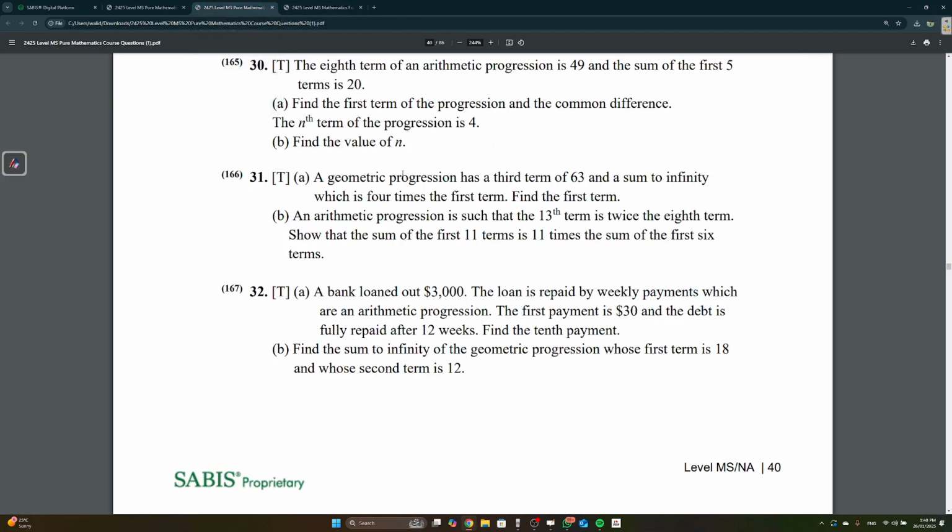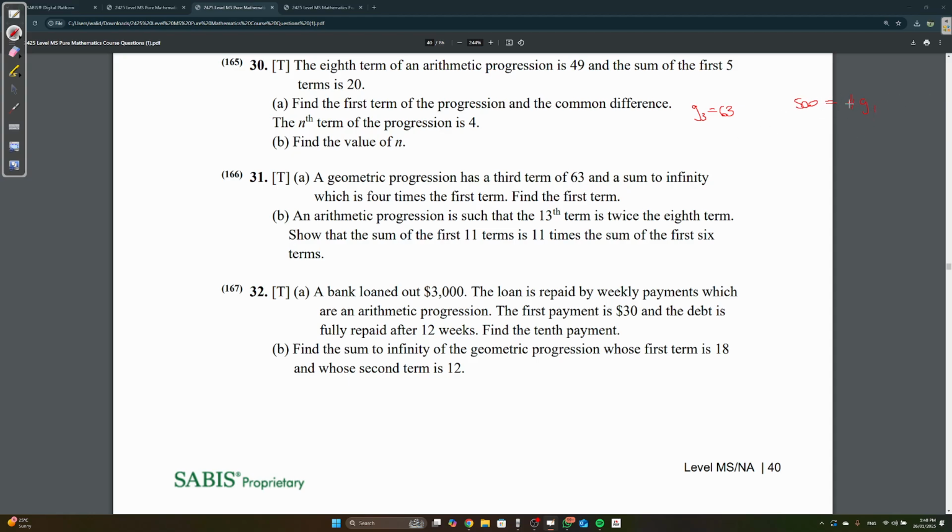So let's start. A geometric progression has a third term of 63 and a sum to infinity which is 4 times the first term. Always with these questions, if you want my opinion, always write down your givens, because that's the easiest way to solve. So G3 is equal to 63, and the sum to infinity is 4 times the first term, 4G1. Find the first term.